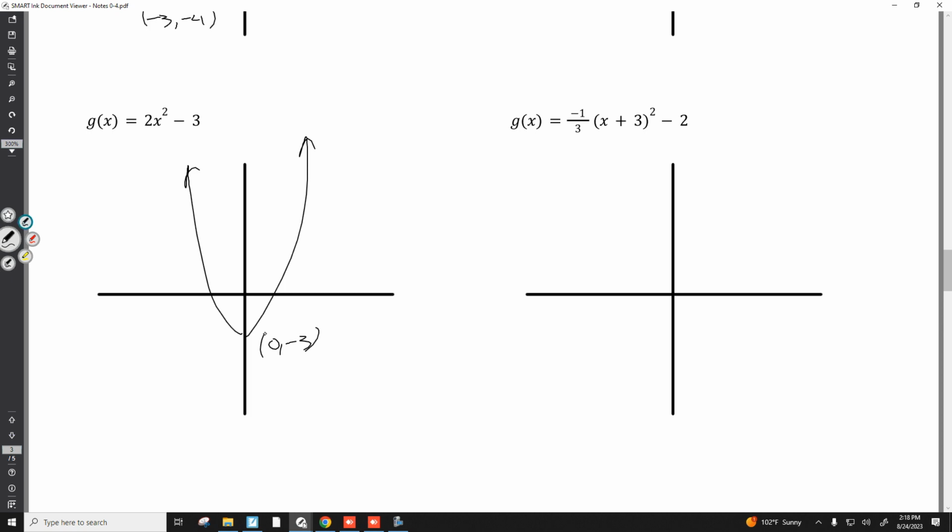Oh, careful. Careful. Run. Beautiful. Just label your vertex, okay?